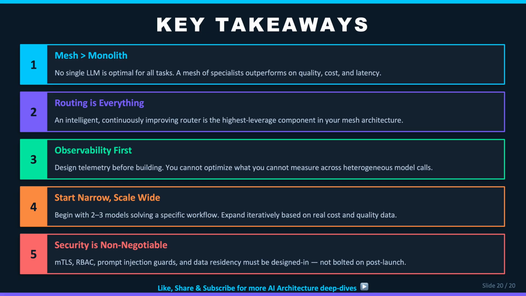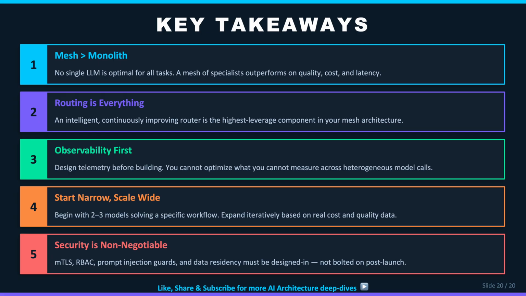Key takeaways. Let's close with the 5 things you must take away from this video. 1. Mesh beats monolith. No single LLM is optimal for all tasks. A well-designed mesh of specialists will outperform a single frontier model on quality, cost, and latency simultaneously. 2. Routing is everything. Your routing engine is the highest leverage component in the entire architecture. Invest in making it accurate, observable, and continuously learning.